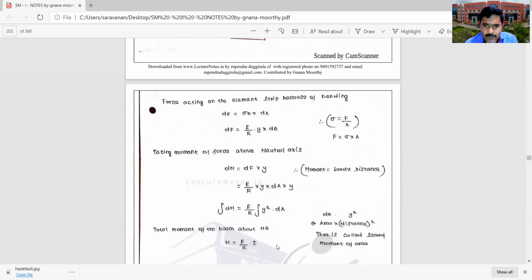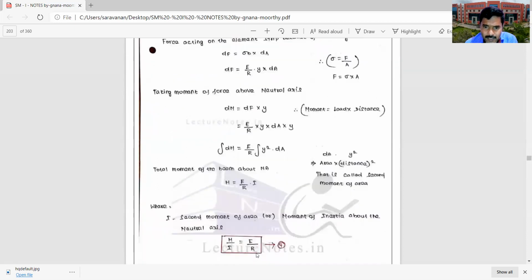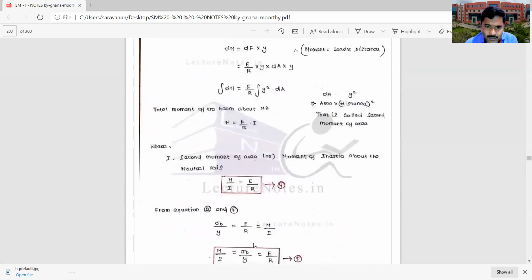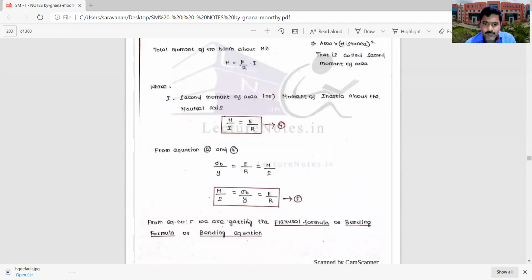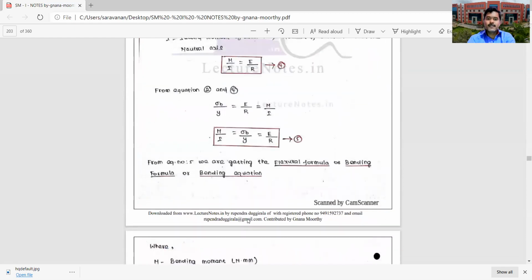Moment is nothing but force into distance. Force is stress into area, and moment is force into distance. You already know the force, so substitute, integrate both sides, and you get the moment equation with E by R into Y. So from this, M by I is equal to E by R. Already you know sigma by Y is equal to E by R. So equate these, and you will get M by I is equal to sigma by Y is equal to E by R. This is the bending equation.